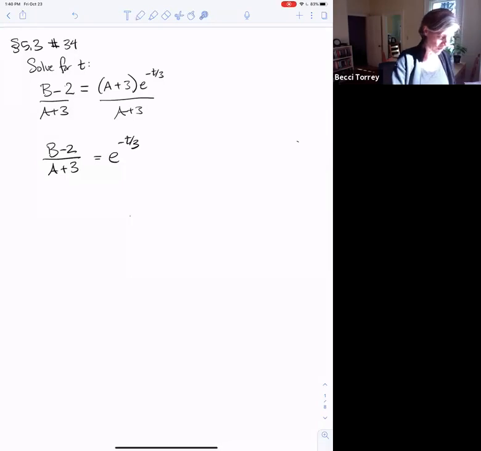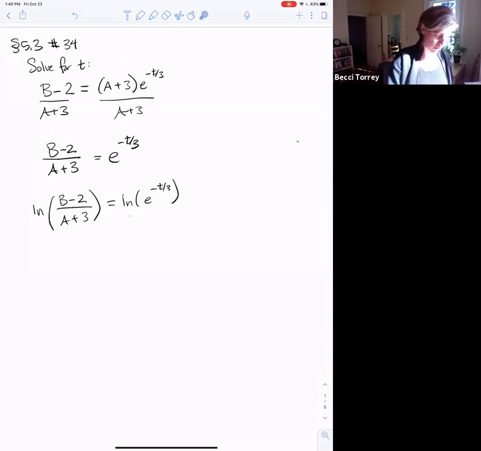And so even though there's a lot of complicated stuff over here on the left, we've gotten this part, which has our t in it, down to a simpler situation. And now we want to get that t out of the exponent of an e. And so the inverse function for e to the x is natural log of x. So we'll take natural log of both sides to undo the exponent. So we'll have natural log of this whole big thing, b minus 2 divided by a plus 3, is equal to the natural log of e to the minus t over 3.